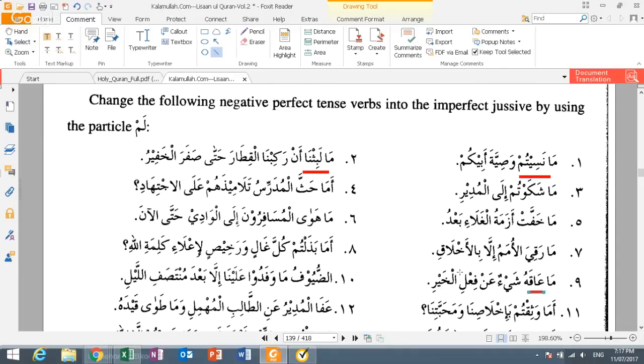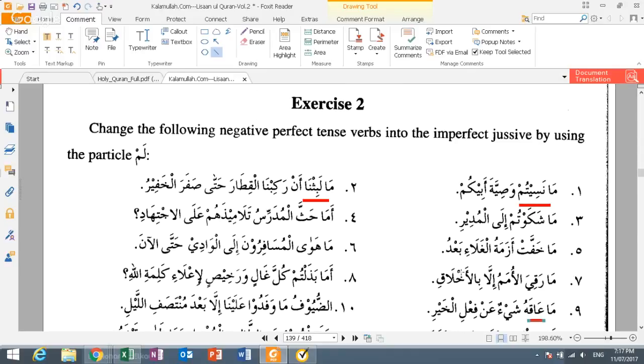Okay, the second exercise, just highlight only a few. Okay, now here, for example, we can see the past negative tense. Just make it imperfect, jazm case. Okay. Now let's say nasitum. Nasitum. Nasiya yansa. Bab samia yasma'u. Nasiya yansa. Nasitum is jama. Say it. Jama muzakkar hadir.